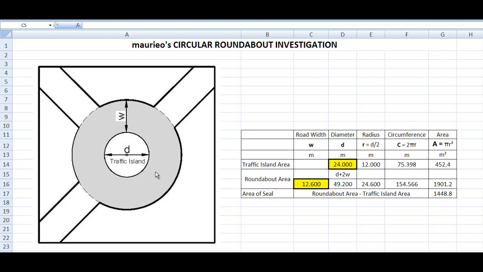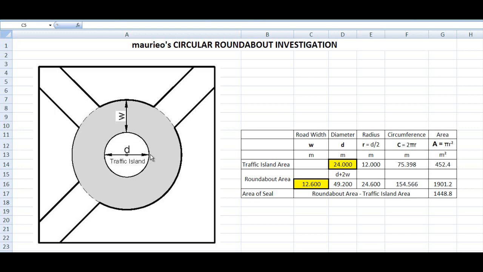Pi is an irrational number. It cannot be expressed as one integer value over another. It's very irrational, and so this means it has an infinite number of decimal places. So the area of a circle is pi r squared, r being the radius, and the radius is half the diameter.